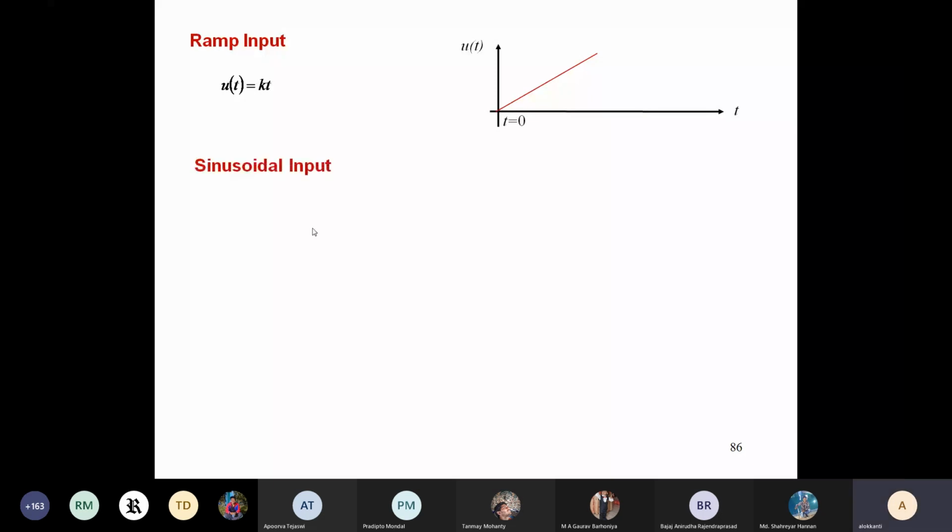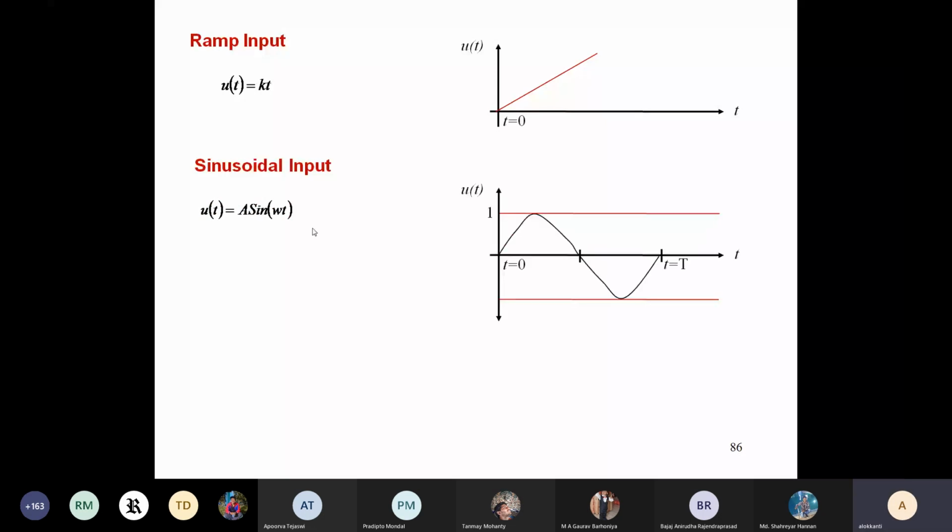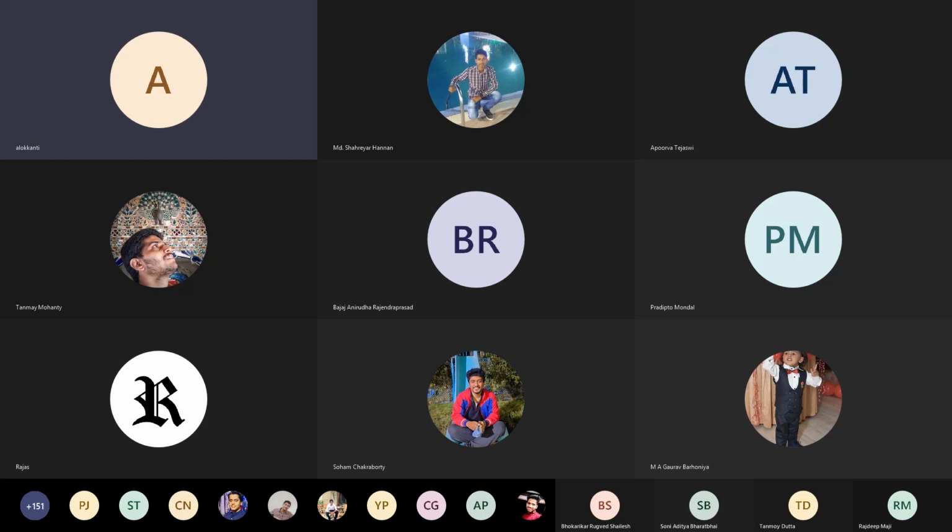Similarly, there is something called sinusoidal input. u(t) equal to a sine omega t. So it will basically look like this. Sorry, again the value is here. This is 1, but it is actually a.